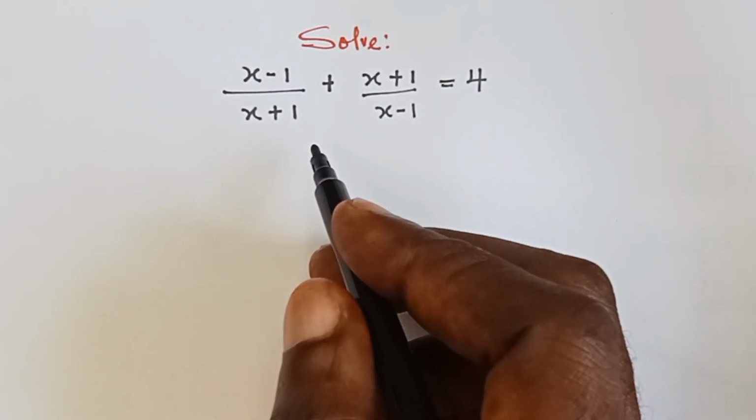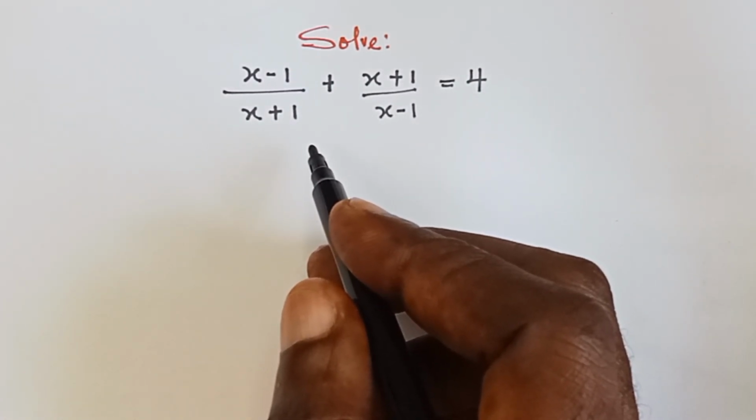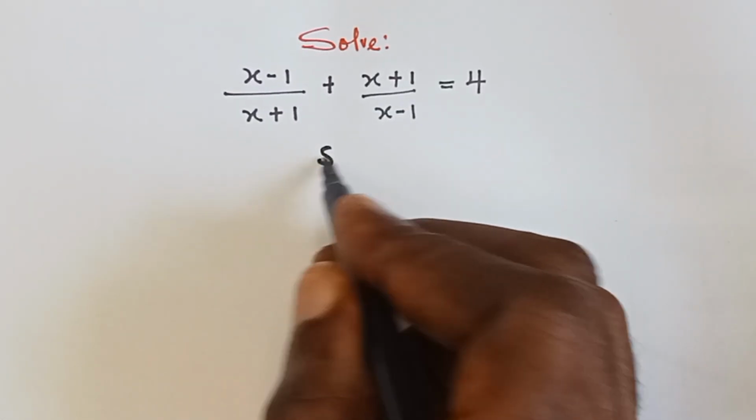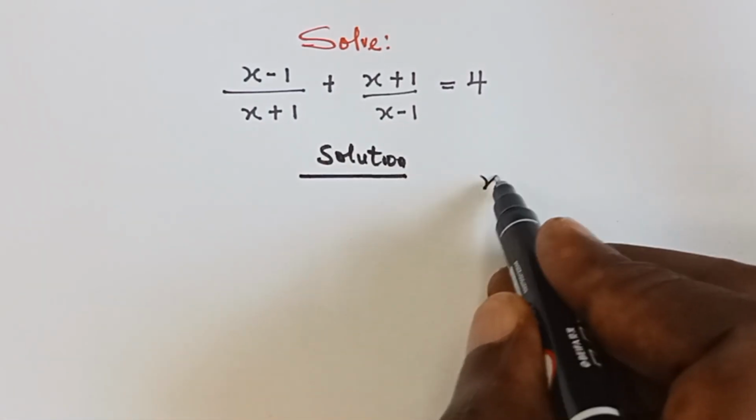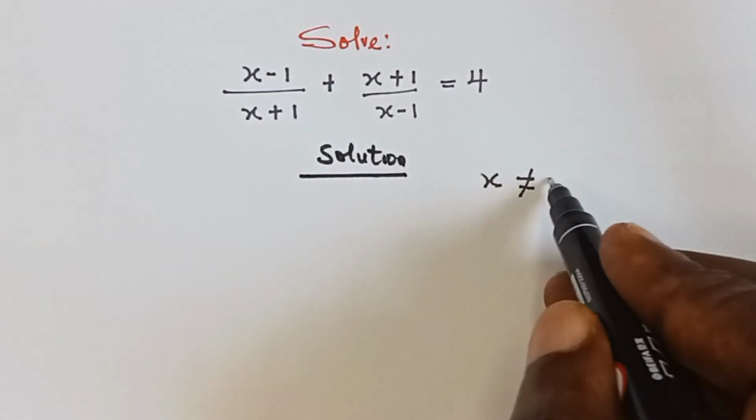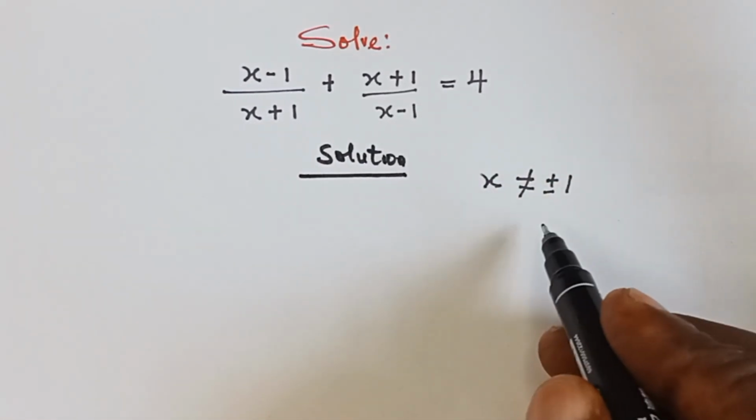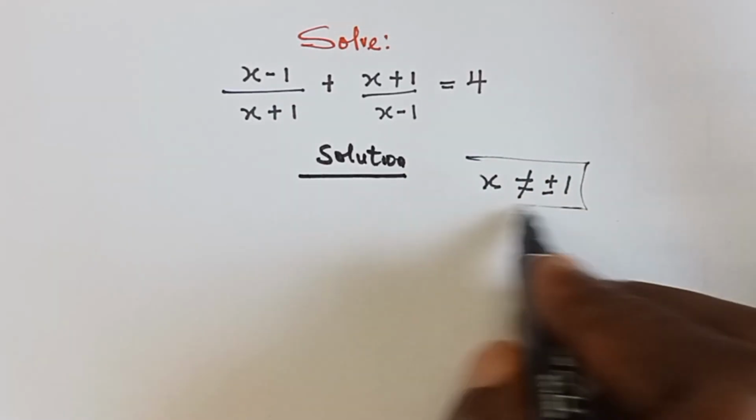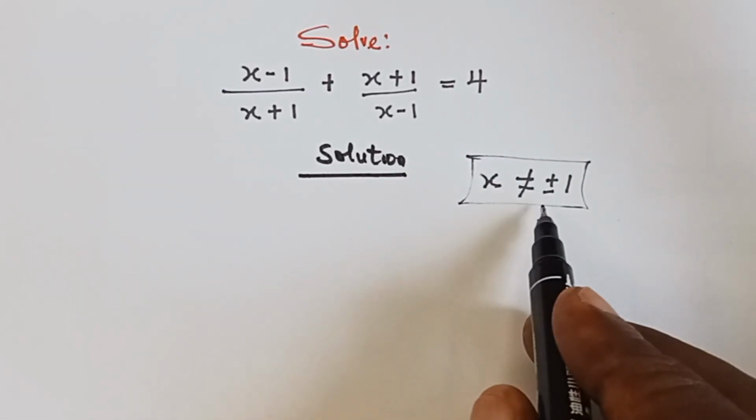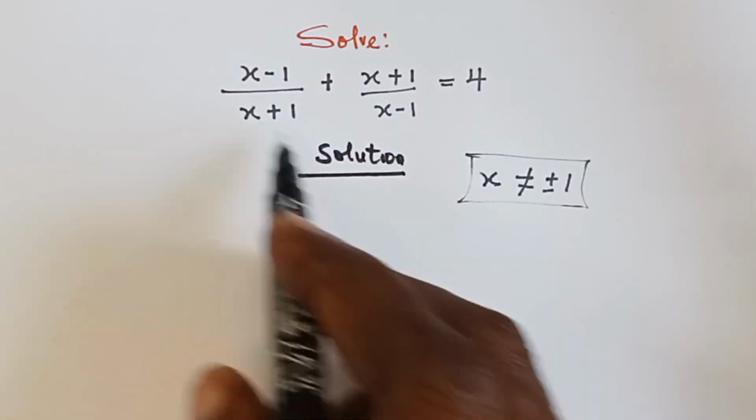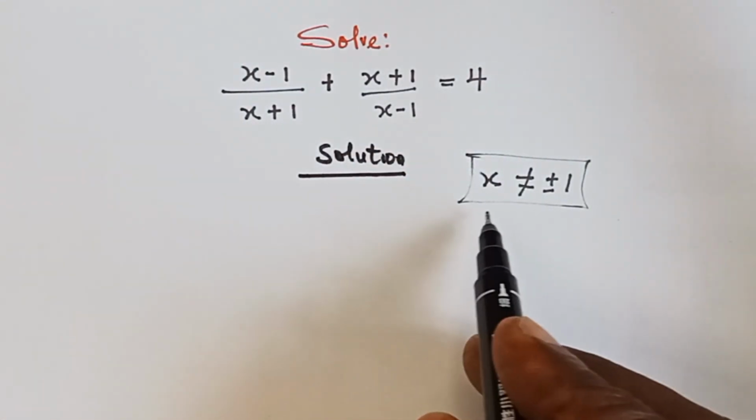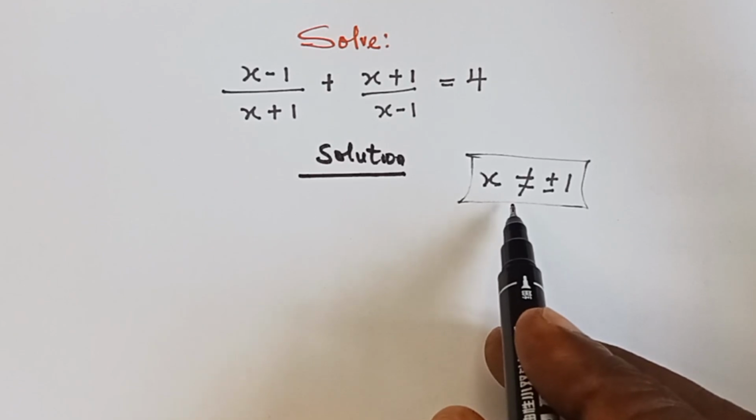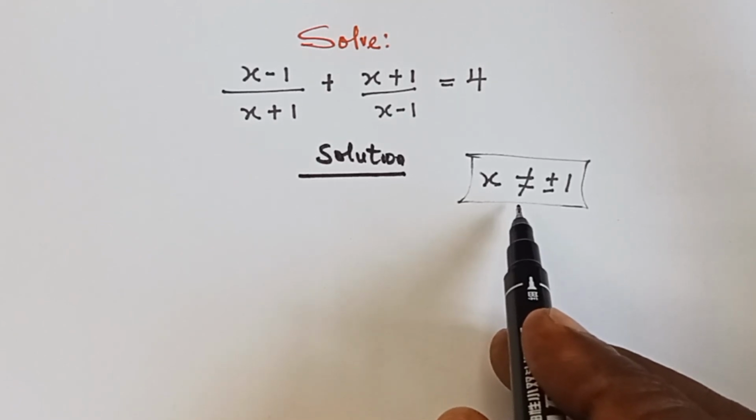In this video, I want to show us how we can solve this tricky algebraic equation easily. Alright, so solution. Now, x must not be equal to plus or minus 1, right? Because if our x is minus 1 or plus 1, this equation will become undefined. Okay, this will become undefined, and whatever answer we get must not be equal to plus or minus 1.